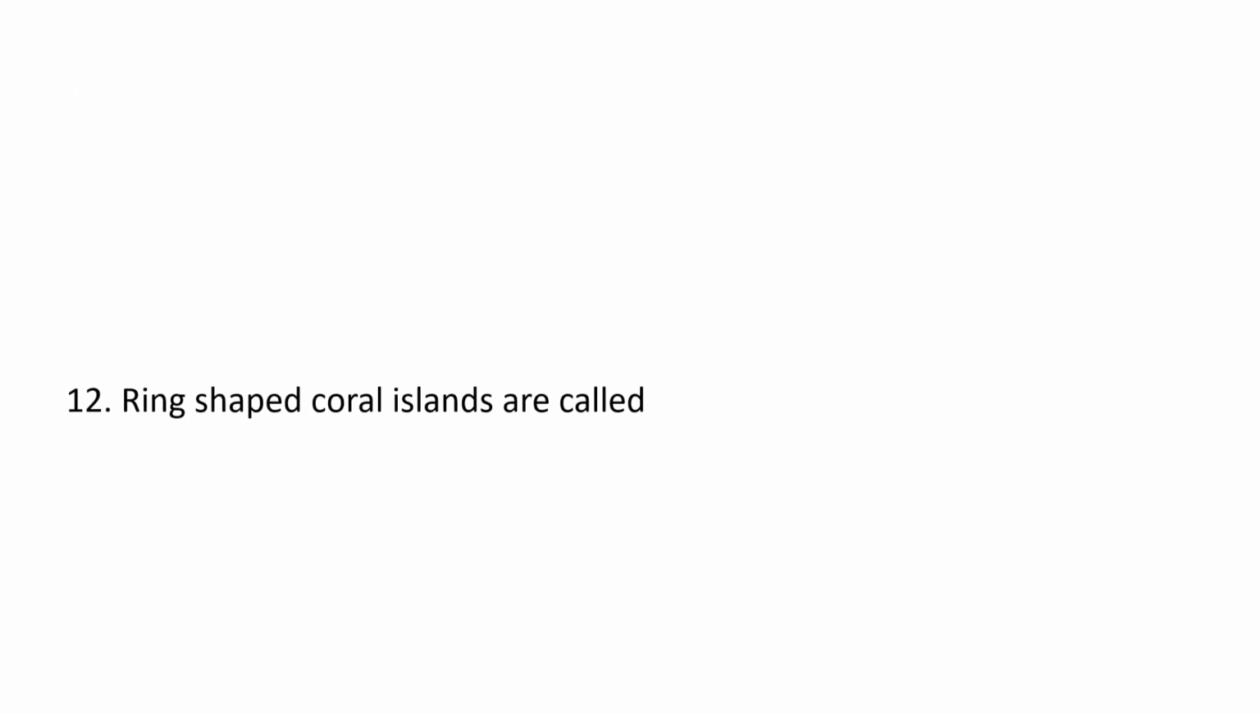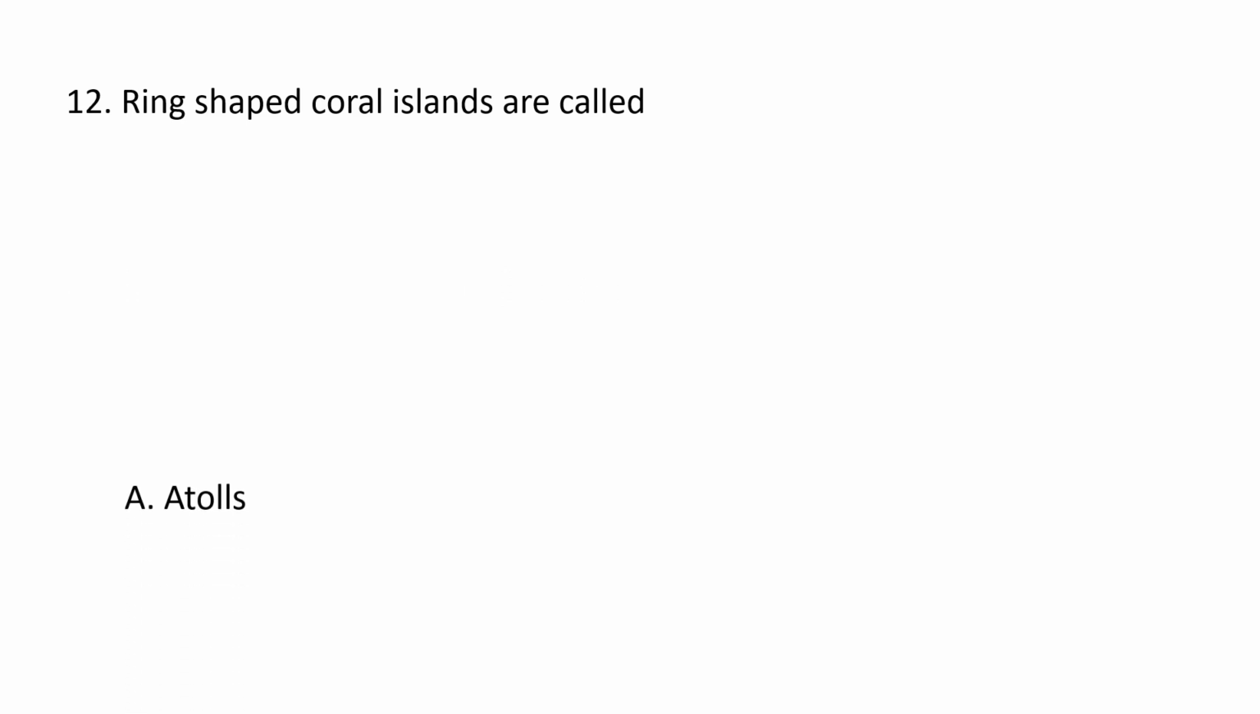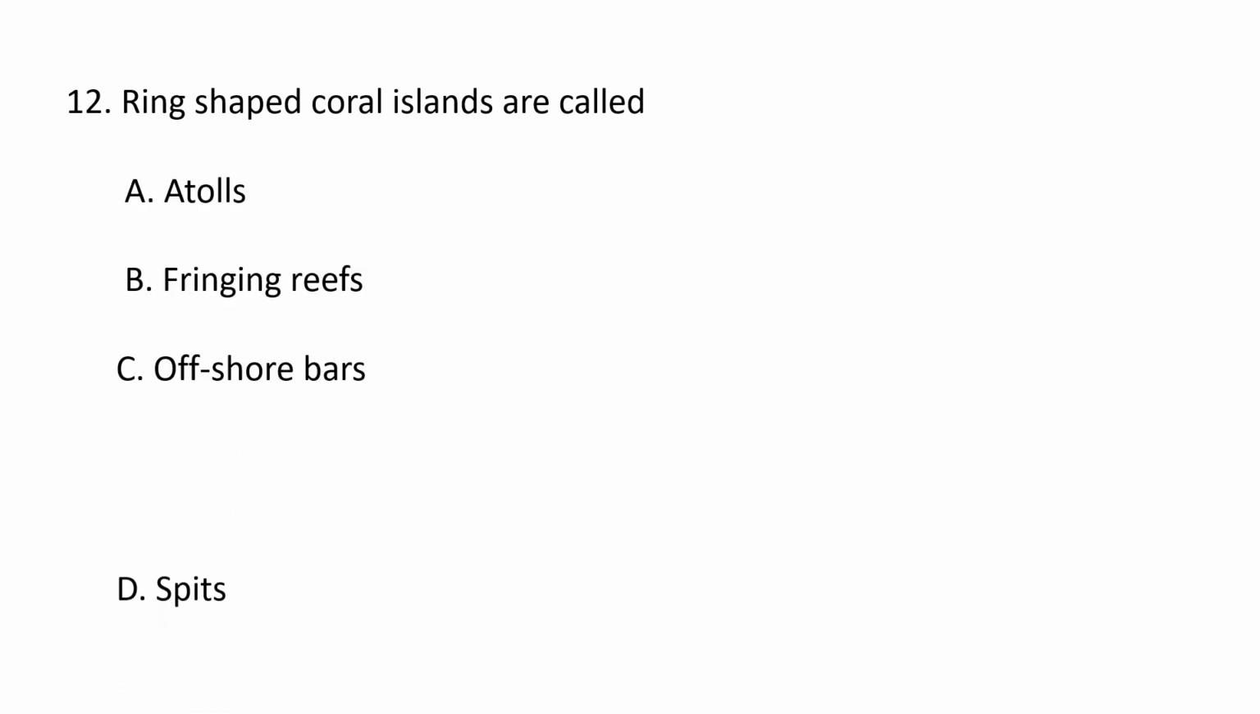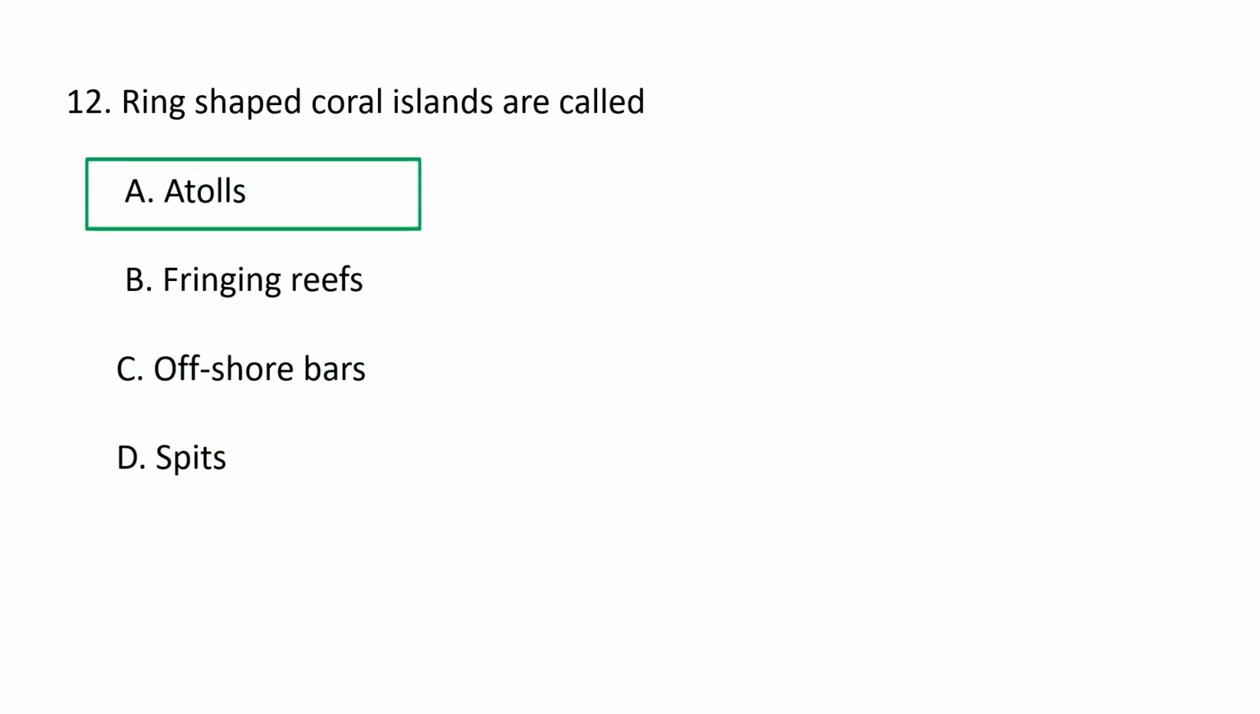Next question. Ring-shaped coral islands are called: A, atolls, B, fringing reefs, C, offshore bars, D, spits. Ring-shaped coral islands are called atolls. An atoll is a ring-shaped island including a coral rim that encircles a lagoon. They may be coral islands or cays on the rim. So ring-shaped coral islands are called A, atolls.